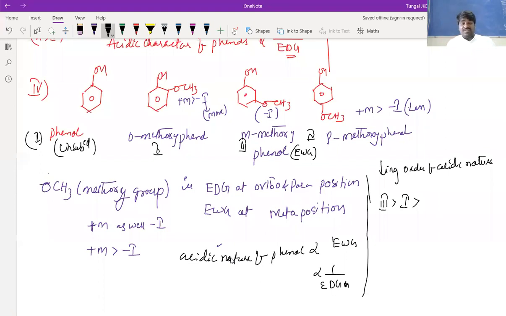See, plus M will remain same whether it is at ortho or para. There is no change in the plus M. And with respect to minus I we have to decide. See, electron withdrawing nature is more in ortho, and less in para. I told you, acidic character is directly proportional to electron withdrawing nature. So which is most acidic? This one is most acidic, and this is least.